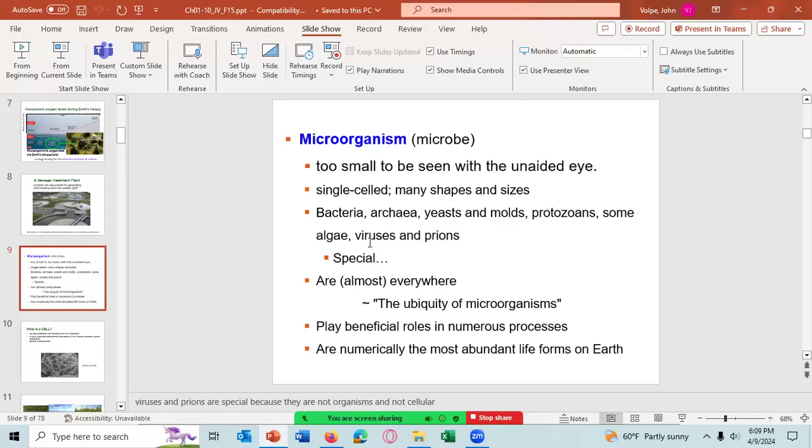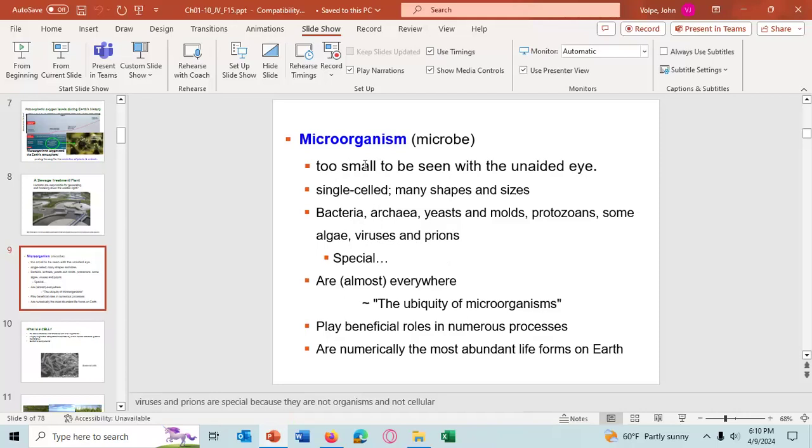I don't like calling them microorganisms because they're not an organism. Viruses and prions, they are a microbe, but they are not a cellular organism. And I don't call them microorganisms, but other people do. So you're going to have to get used to that. You should just know they do not have cells. They're not cellular.